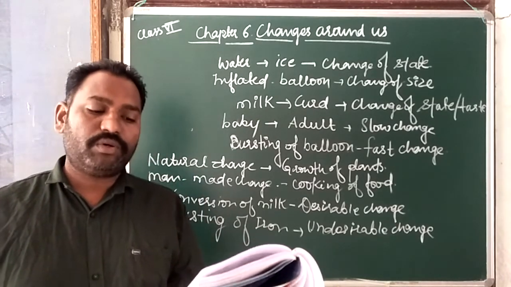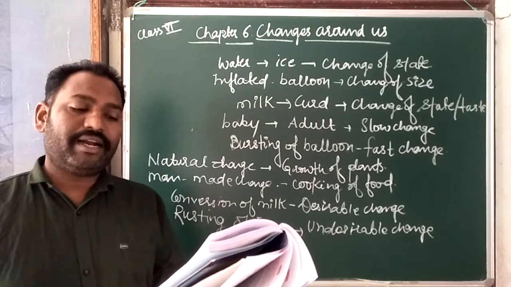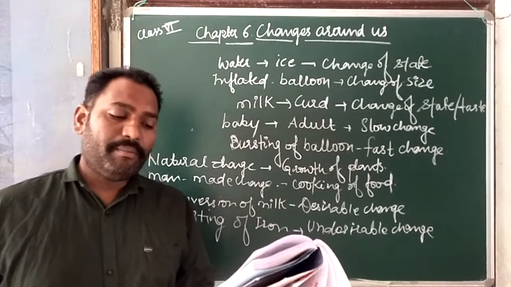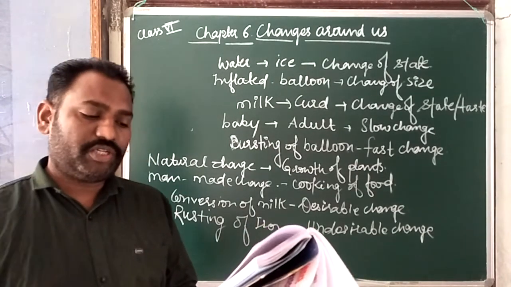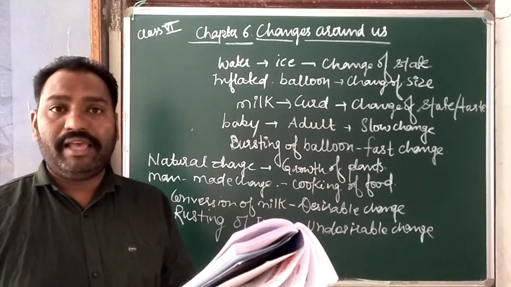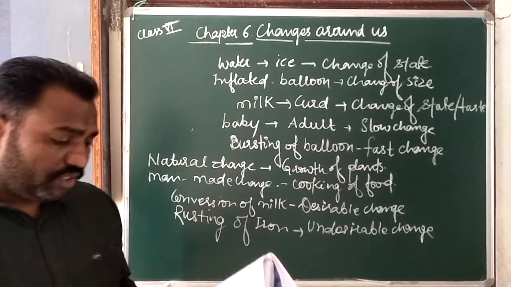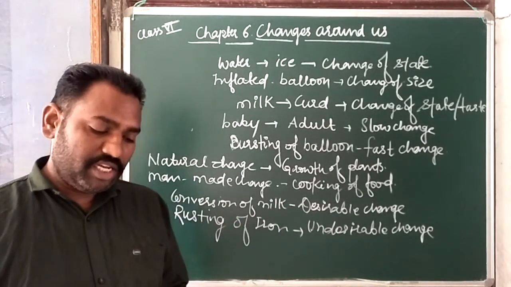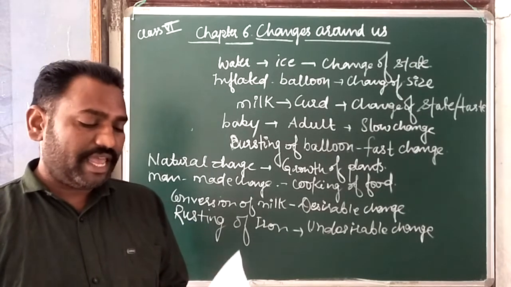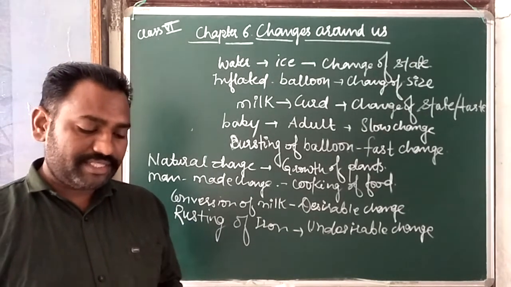So we have no control over such changes. These changes are undesirable since they damage properties, important structures, crops, and harm human beings and animals. Okay. Now the reversible and irreversible changes. So reversible change and irreversible change, what are the differences?